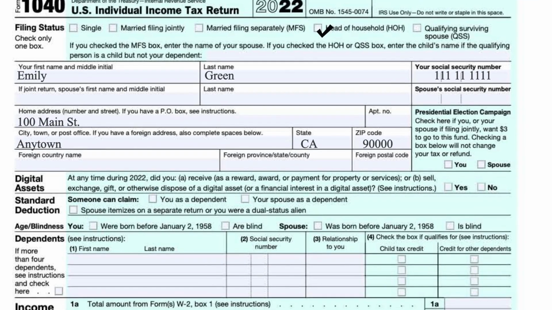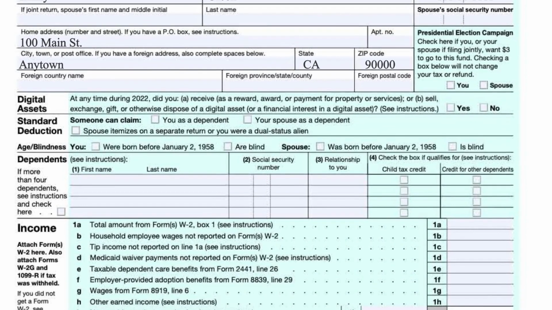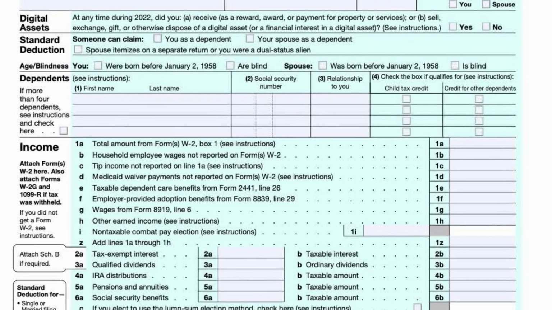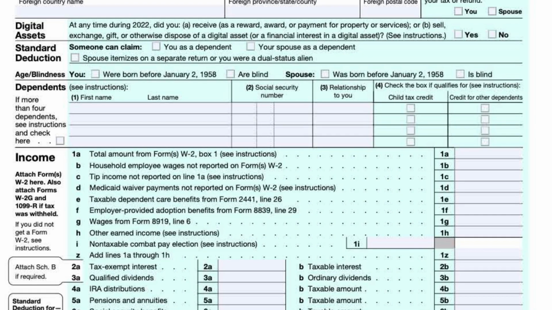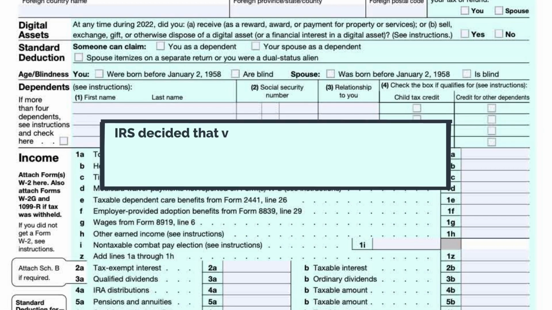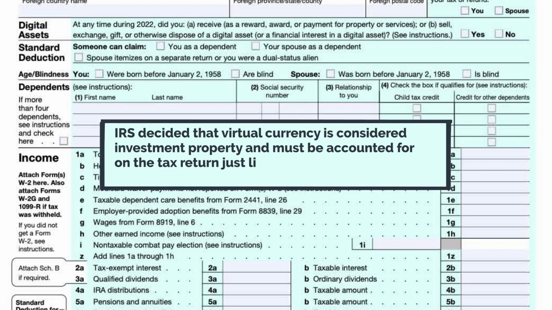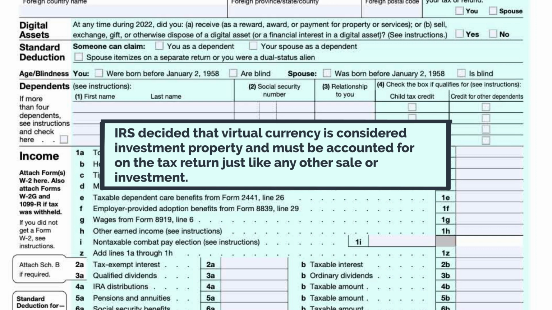After filling in her information, we get up to a question asking, at any time during 2022, did you receive or sell, gift, or otherwise dispose of a digital asset? This is a newer question added in 2020 when the IRS decided that virtual currency is considered investment property and must be accounted for in the tax return just like any other sale or investment. But with the given information, Emily Green did not, so we're going to check off no.